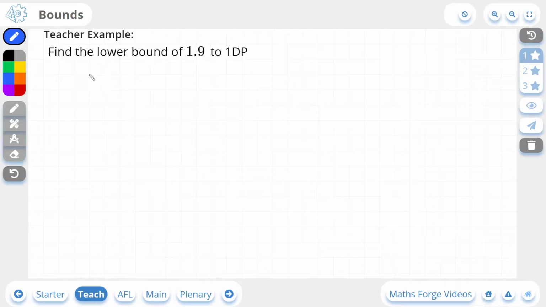So let's take a look at our first example. Here we're being asked to find the lower bound of 1.9 to 1 decimal place. Now this 1 decimal place here is a very important part of the question. When you are finding a bound to 1 decimal place, or to actually any degree of accuracy, we're going to take it and write the base value of 1 decimal place.